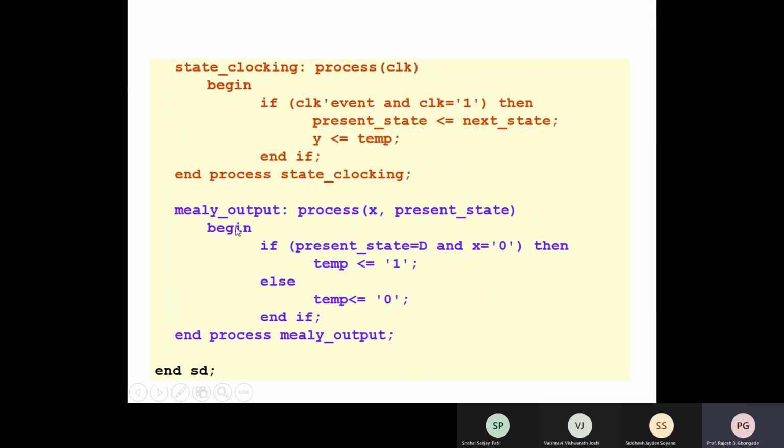Then finally, the Mealy output process. X is your input and present state, and generally I am using this. So this is again a 3-process model, a 3-process style. So if present state is D and X is 0, then that is the last bit in the pattern. Then you generate a high, otherwise you generate a 0, and that's all.